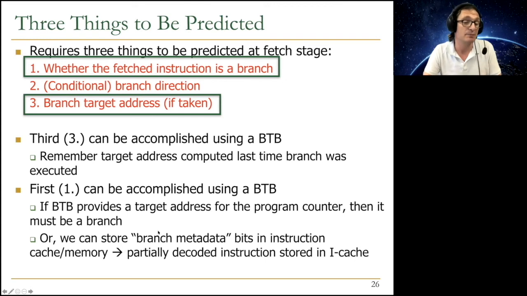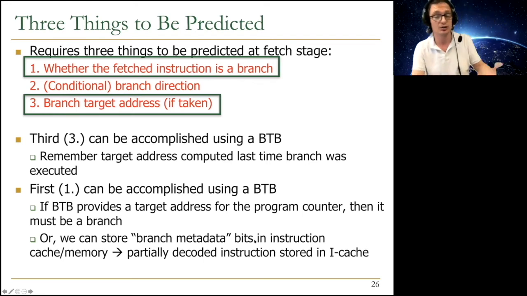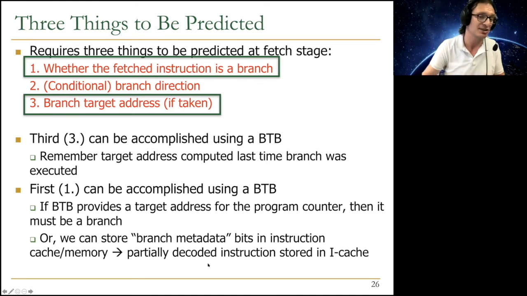Or basically, we can store branch metadata bits in the instruction cache or memory, partially decoding the instruction and storing it in the I-cache. I'm not going to go into this approach, but some processors actually take this approach also.